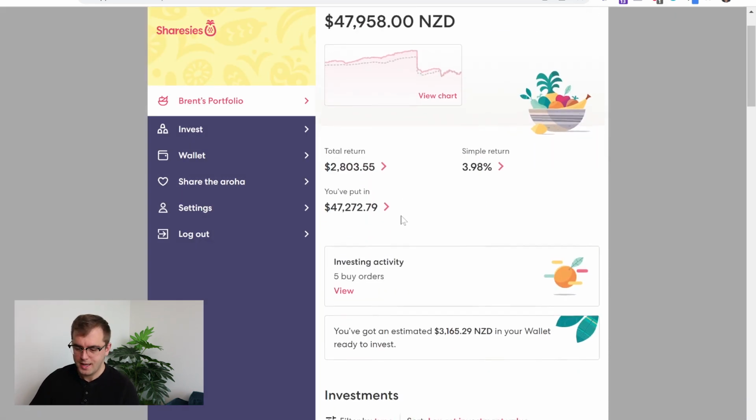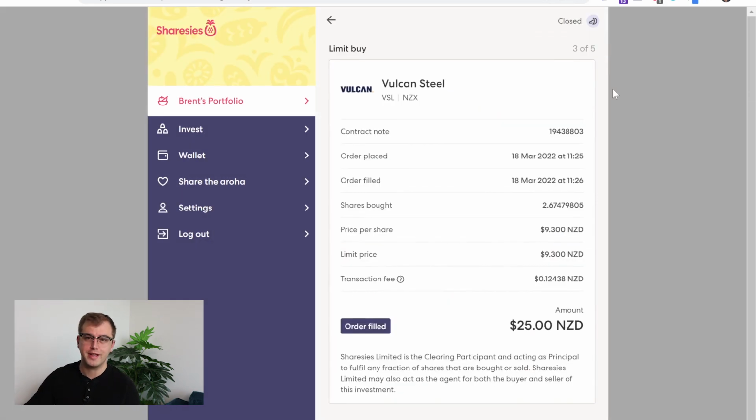Below those three numbers, we have investing activity. And this will be showing us some of our more recent activities on the platform. So as you can see, one of my most recent activities is purchasing a bit of Vulcan Steel. And this is where I set up a purchase order for $25. So this is a good way of seeing what transactions actually went through, and we can see the price they went through, what transaction fees we paid, and any other information relating to that transaction.